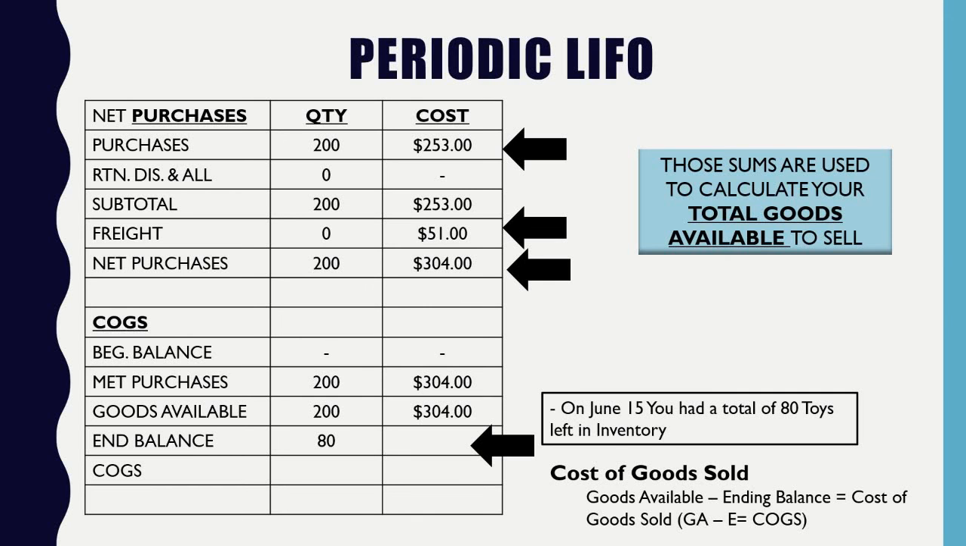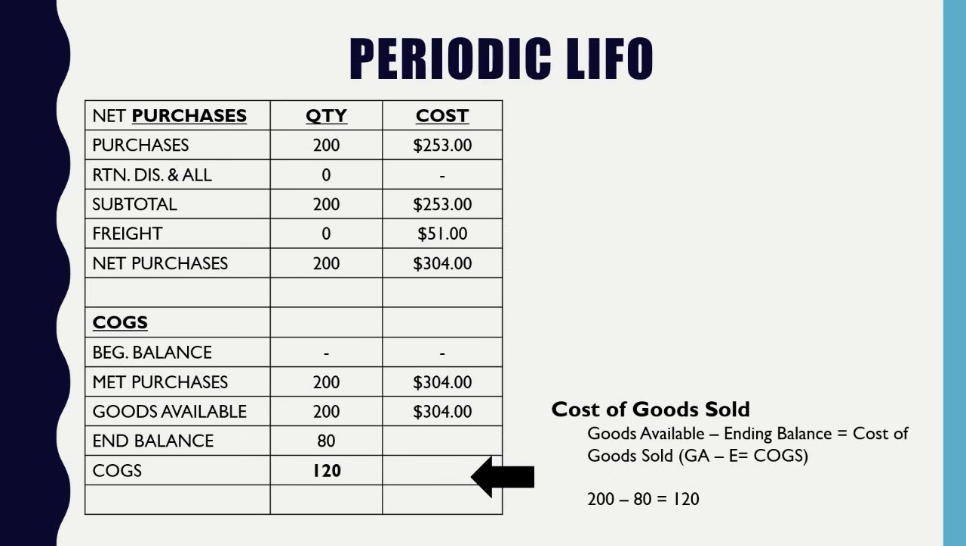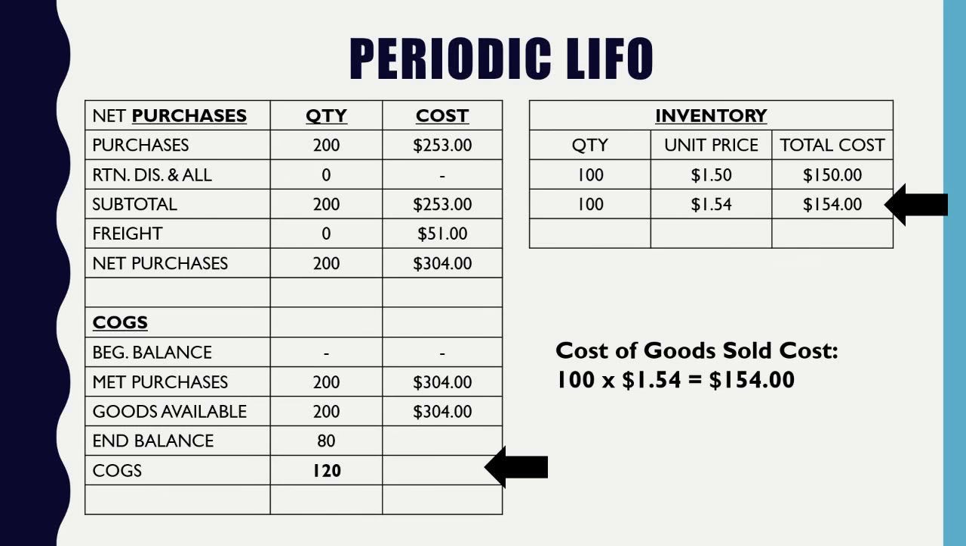So how do you solve for the cost of goods sold? So we sold 120. Good. All right. Now we need to figure out how much it cost us to sell 120 items. We have to go back to our purchase chart. So here's our chart here. This is just a little summary chart.